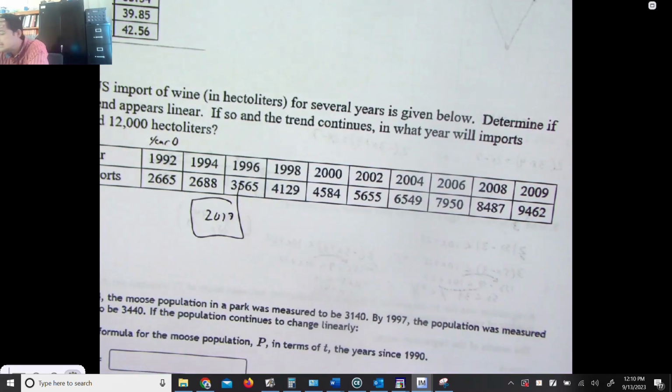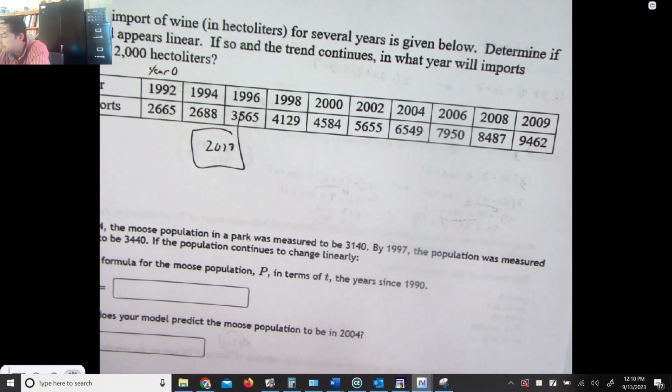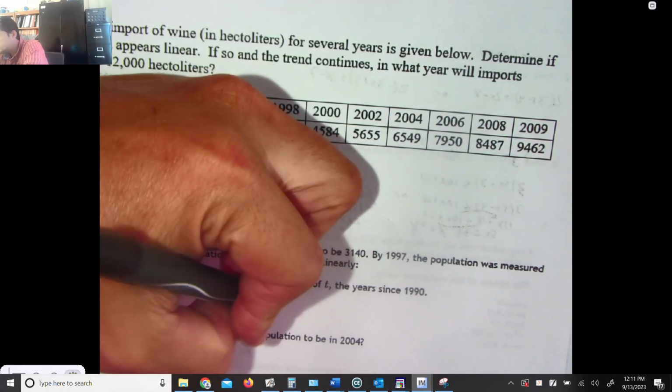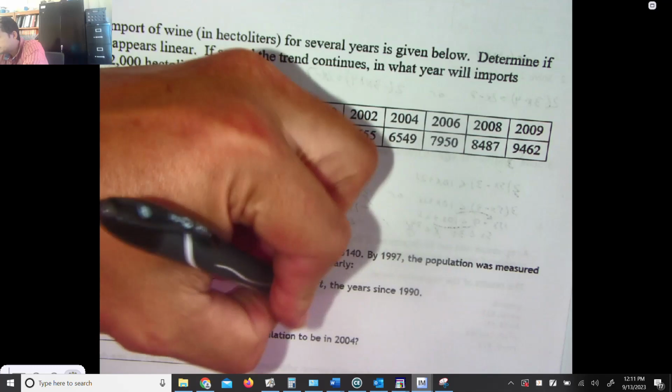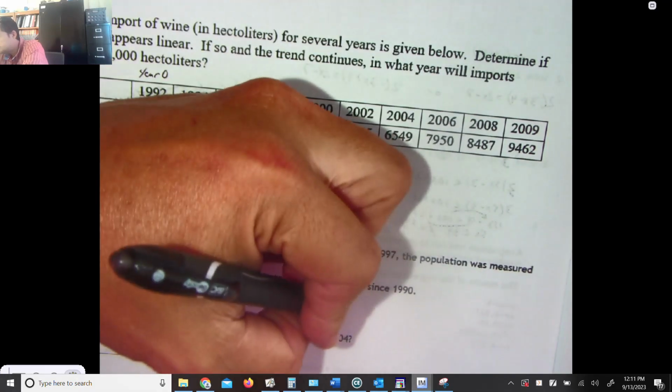Number 7, in 1994, the moose population in the park was measured to be 3140. By 97, population was 3440. We gained 300 moose. If the population continues to change linearly, find the formula. So you're going to find your slope. We rose by 300. It took 3 years. It's 100 moose per year.